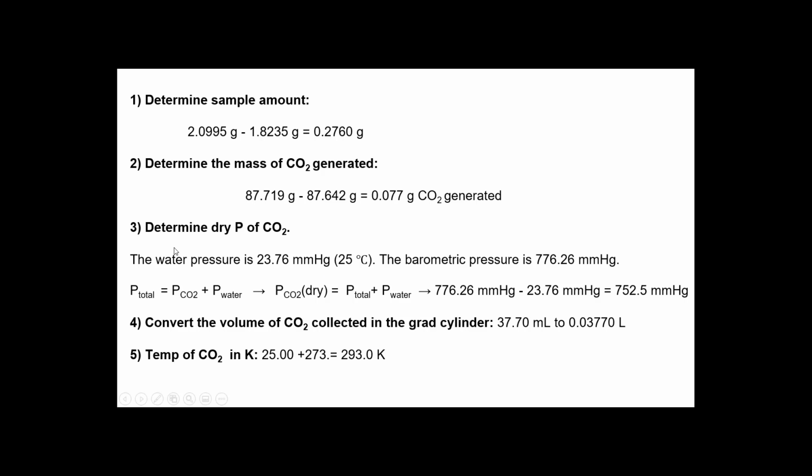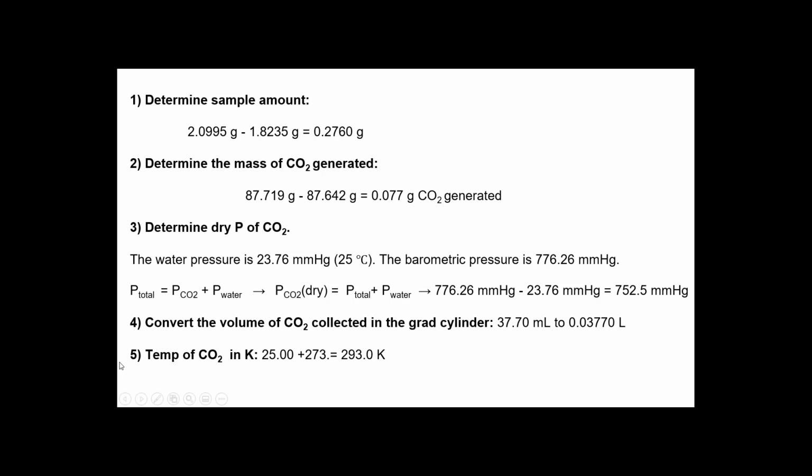So I put this information on the other slide. You can always refer back to that. And here's the equation. You have P total equals pressure of CO2 plus pressure of water. We are going to change that around to determine what the pressure of dry is. And I take my atmospheric barometric pressure minus the water, and it gives me my answer.